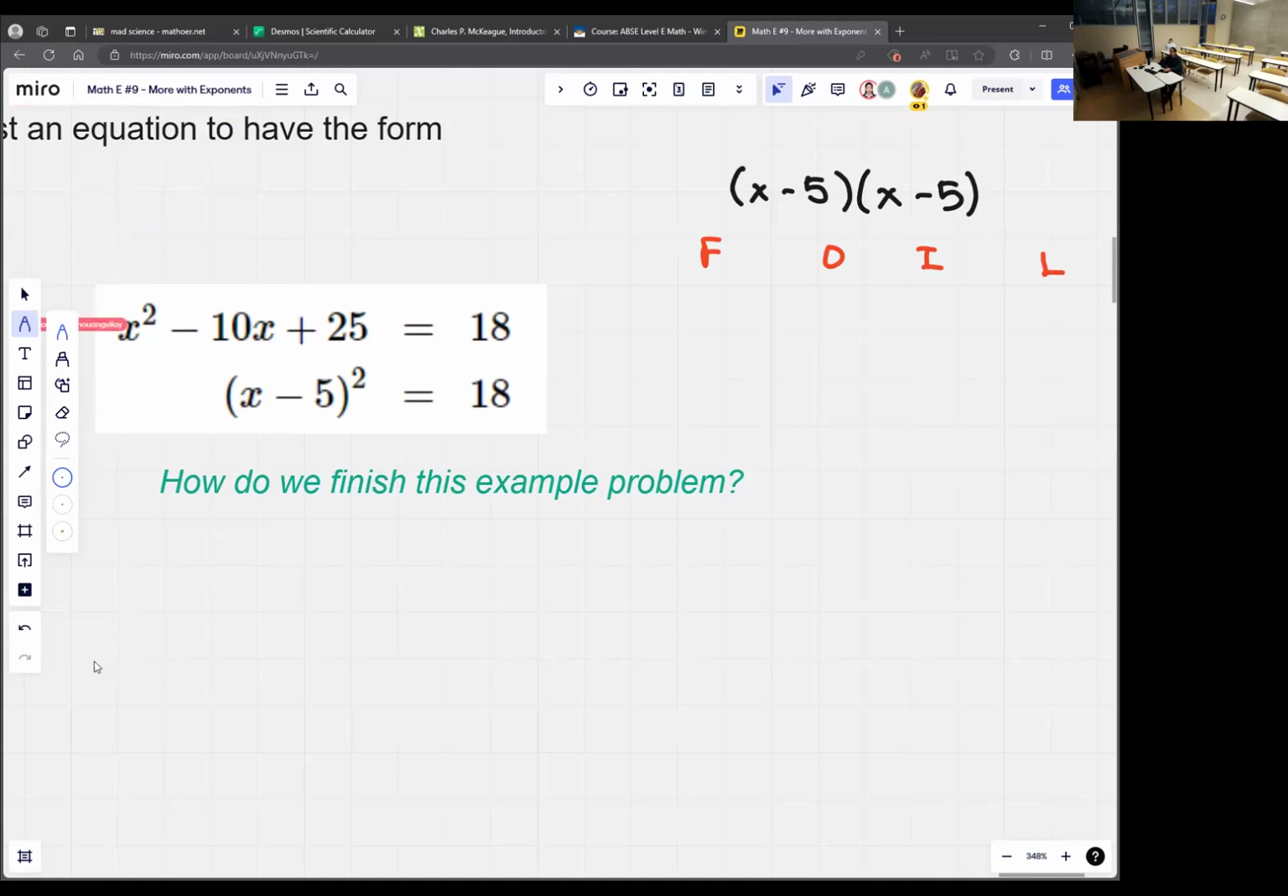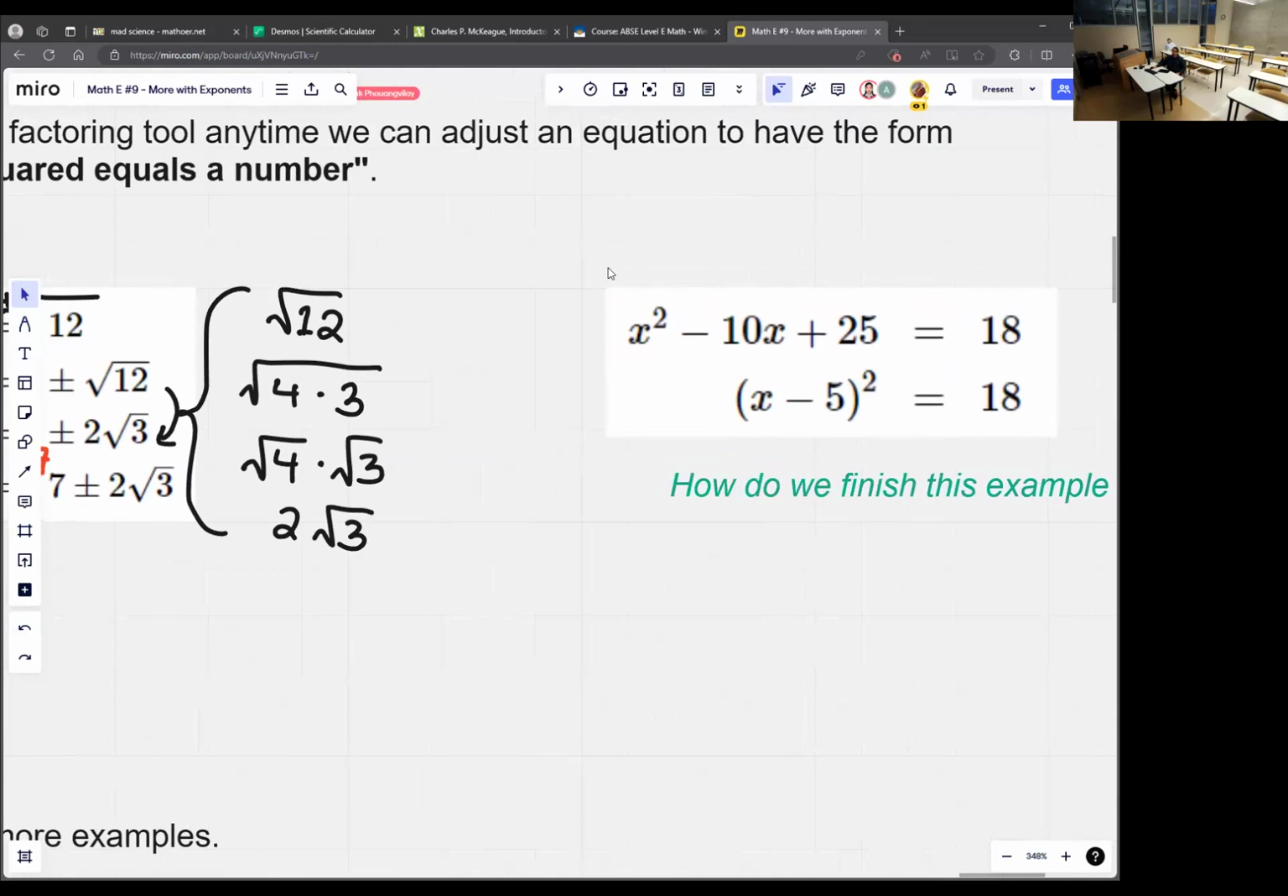we have the first, x times x is x squared. The outside, x times negative 5 is minus 5x. The inside is the same thing. And then 5 times 5 is 25, with negative times negative is a positive. So yeah, that's x squared minus 10x plus 25. That's the same thing. Okay, so we've double checked this step. That makes us happy. How should we finish this problem? I'm going to slide the screen so that you can see the other one also at the same time.